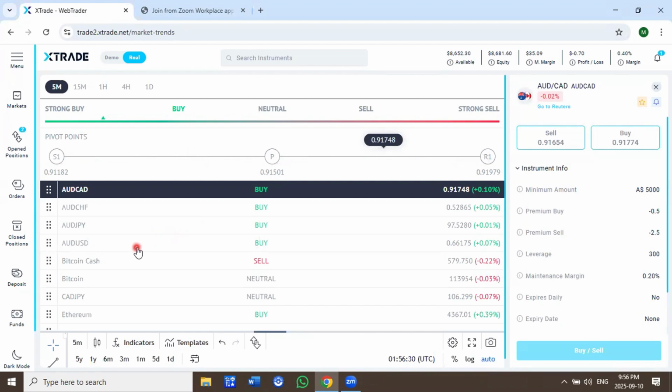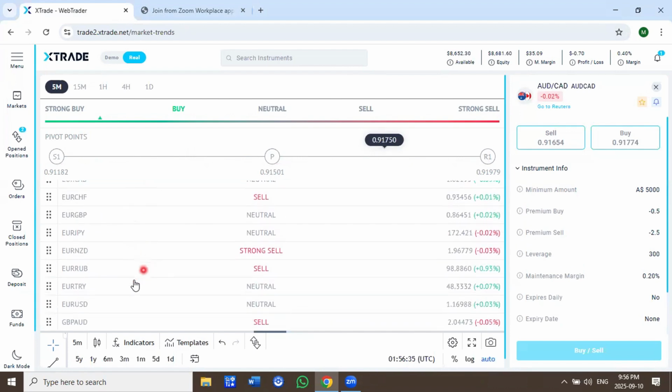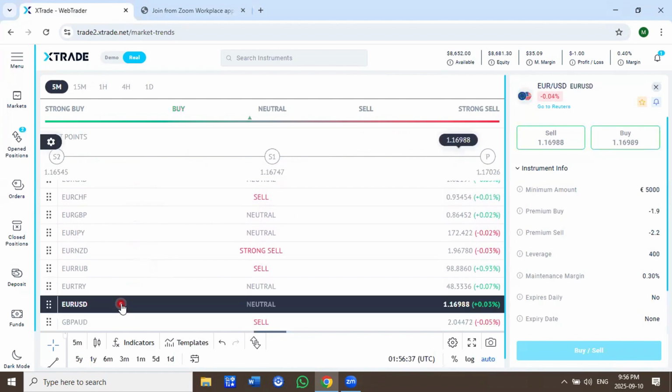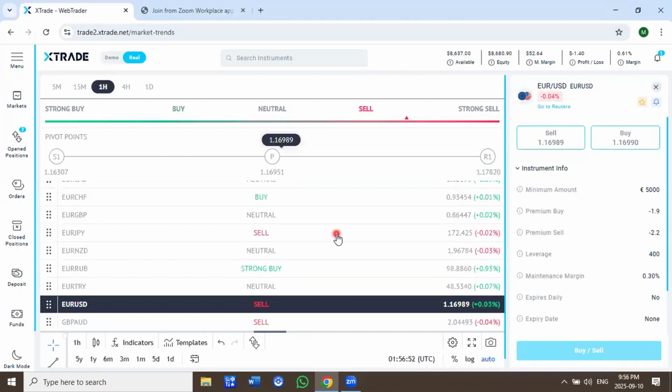And what I'll do practically is look for an instrument that I'm comfortable with, like the Euro US. Time frame I'm comfortable with, in this case hourly. I see that it shows me sell. I'll follow that signal, choose my position size, go ahead, and all that technical information has allowed me to generate my trade.